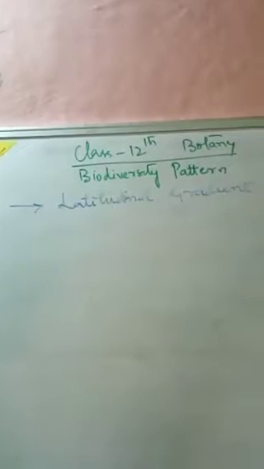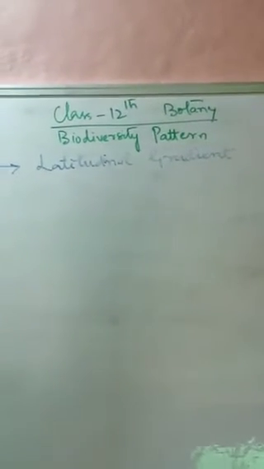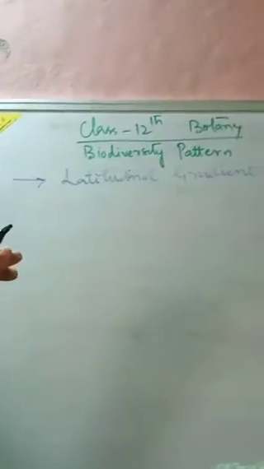What do we mean by latitude? What is a latitudinal gradient? These latitudes are imaginary lines which are drawn on the surface of the earth, on the globe, and they are parallel to each other, so they are often called the parallels of latitude.